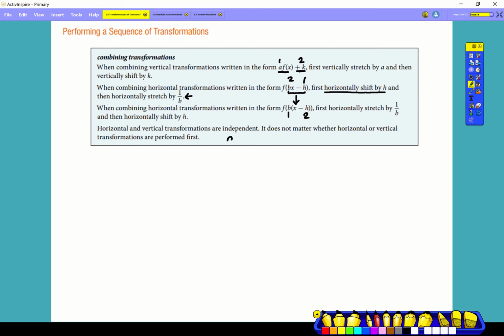And notice that if we had something like a f of bx, it would not matter which one we did first there, the b or the a.